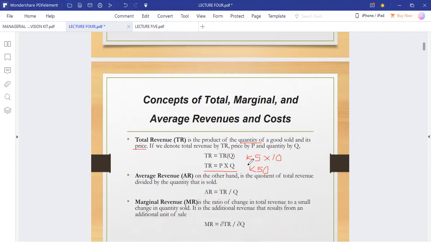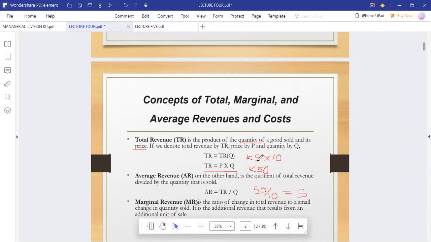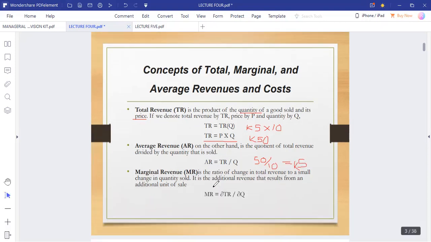Anything divided by quantity is called average. So total revenue divided by quantity is average revenue. So if we had 50, we divide it by the number of items that we have, that 10 items, the average revenue becomes 5, which is usually the price in a perfectly competitive market.